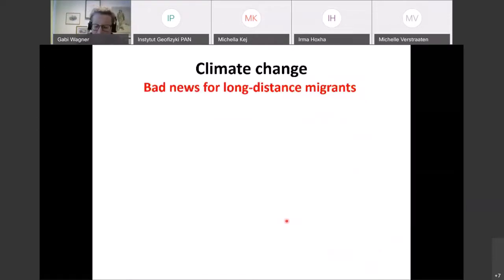So climate change, in short, is very, very bad news for long-distance migrants, because the long-distance migrants not only have to cope with changes in their environment, in their breeding grounds or in their overwintering grounds, but also all the way along their migration routes. And the longer the migration is, the more problems they can encounter. So at every step of their life cycle, they can encounter new problems.